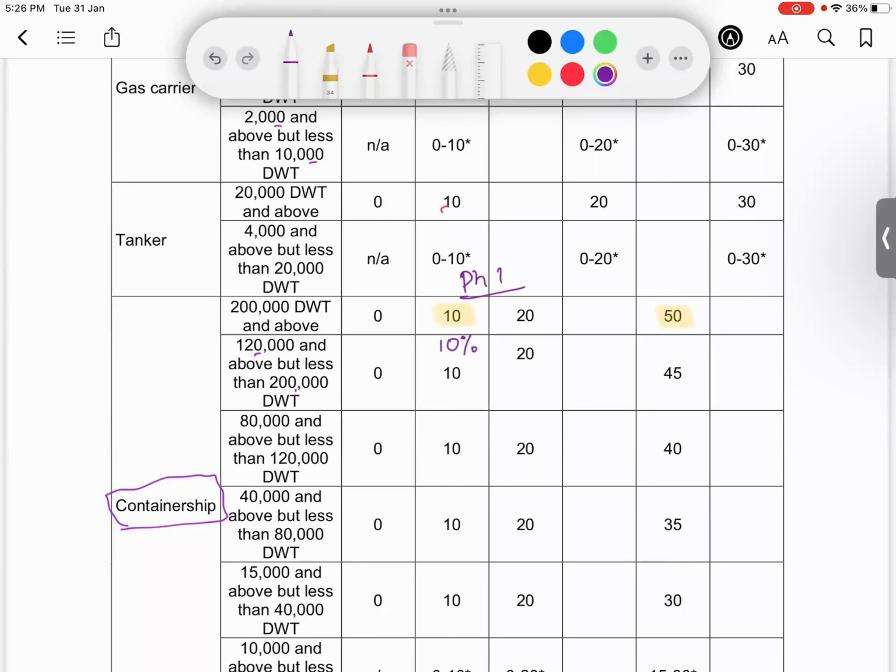Now you built your vessel in phase 3. This is phase 3, right? This is phase 1, this is phase 2, this is phase 3. Okay. So how much reduction does this one need? 50%. If you see the difference, this is also huge, right?